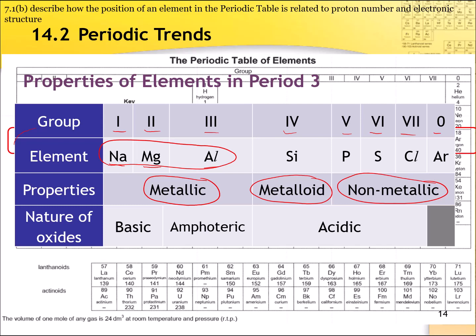Now take note of the nature of the oxides. You study this under acids, bases and salts, the nature of oxides. So the metals have either basic or amphoteric oxides. You realize that the first 2 are basic, and aluminium is amphoteric, and then after that will be acidic.